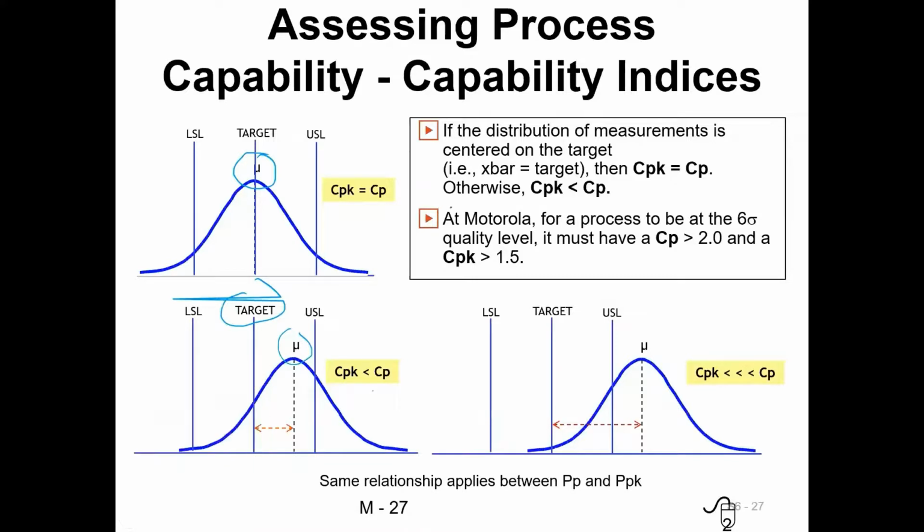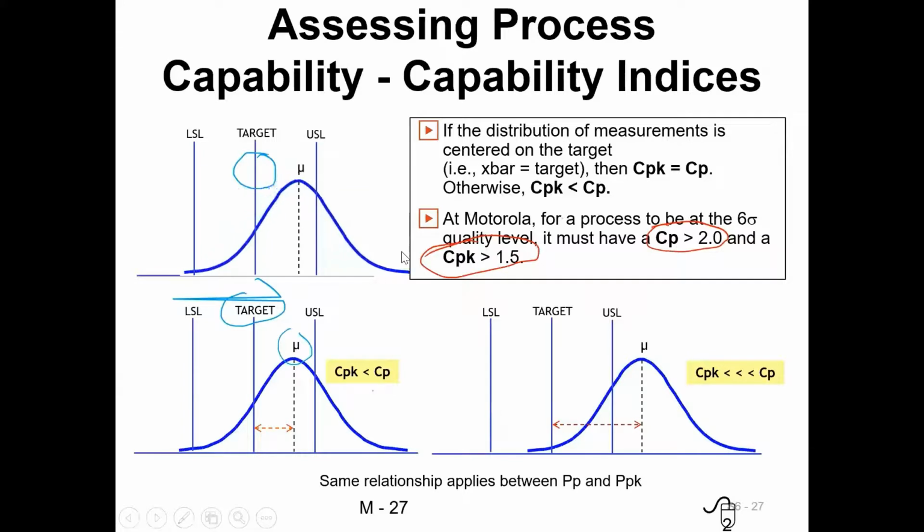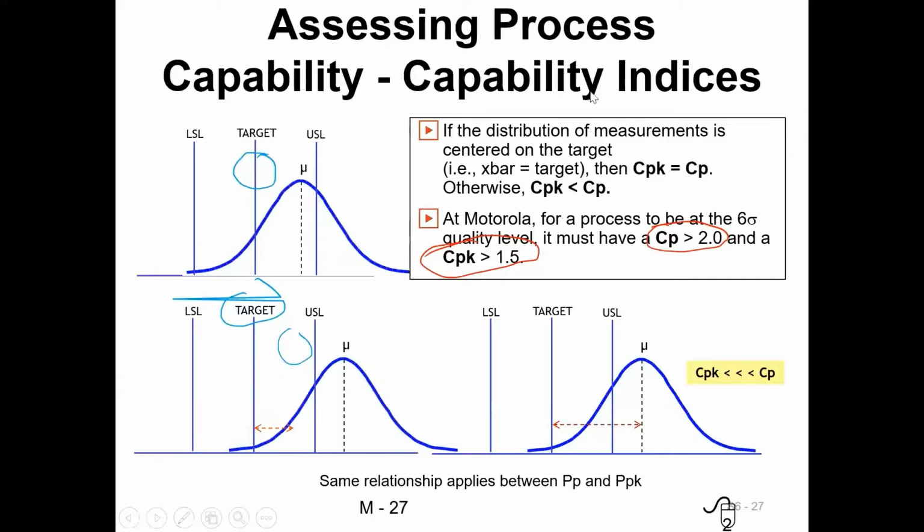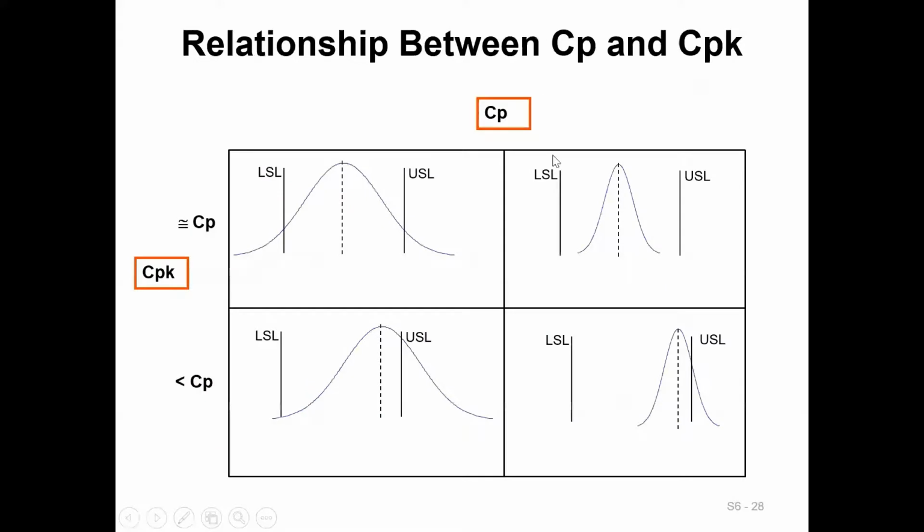Okay, but what is important for us to know is that for CP we target 2 and above, and CPK 1.5 and above, in order to declare the process as a Six Sigma process. Okay, so CP 2 and CPK 1.5. And that's our target.